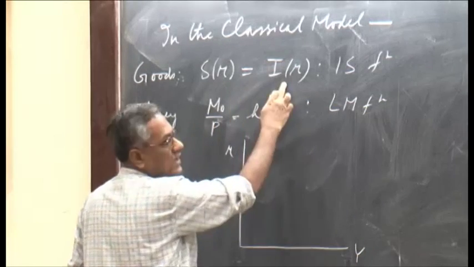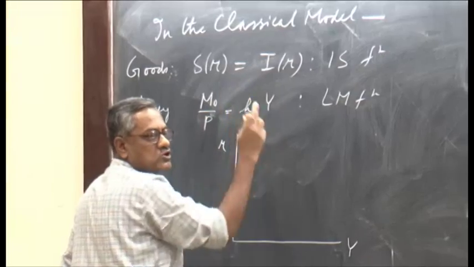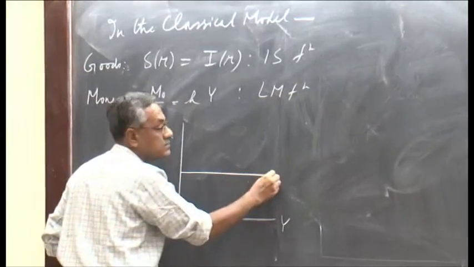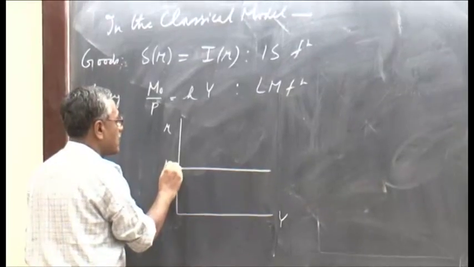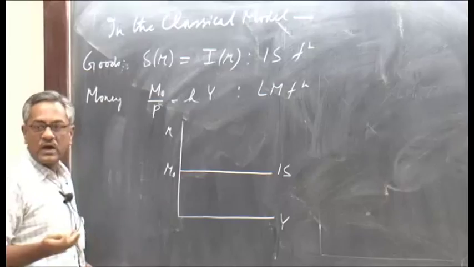There is no Y value. There is no Y value. This equation solves for a single R. So this line should be horizontal for that value of R. This is the classical IS function. No Y value there.